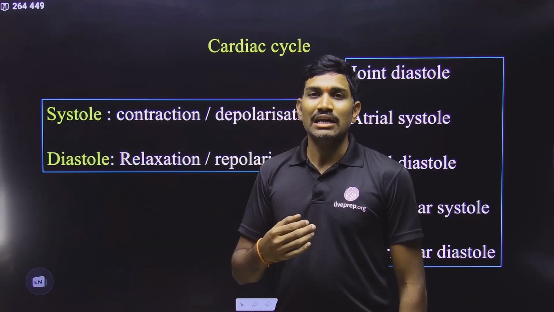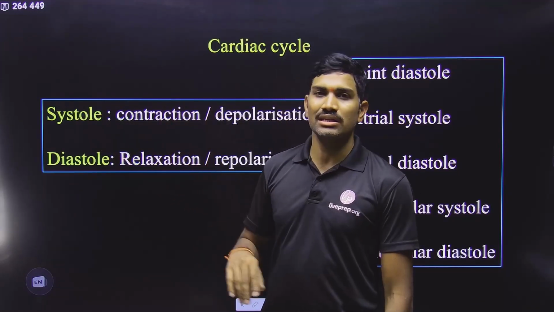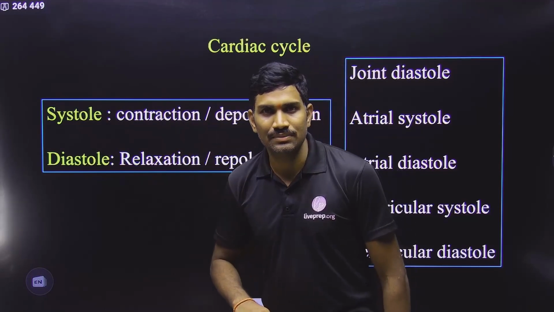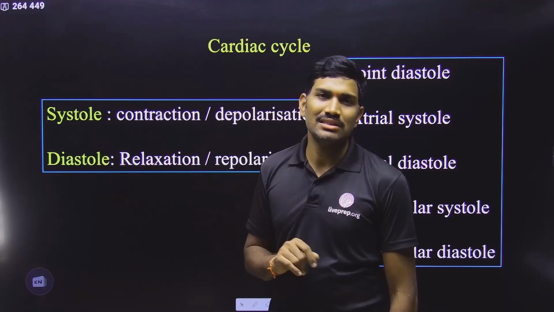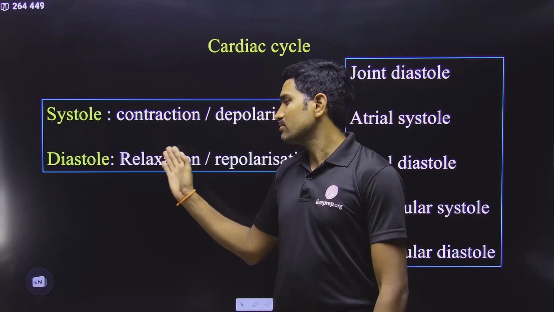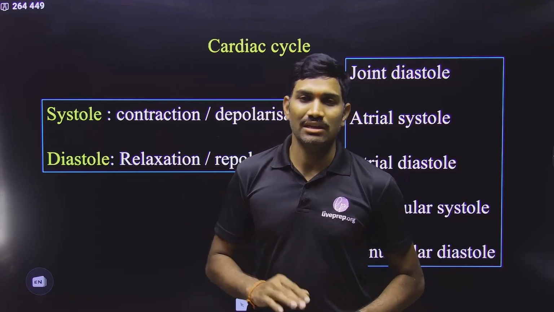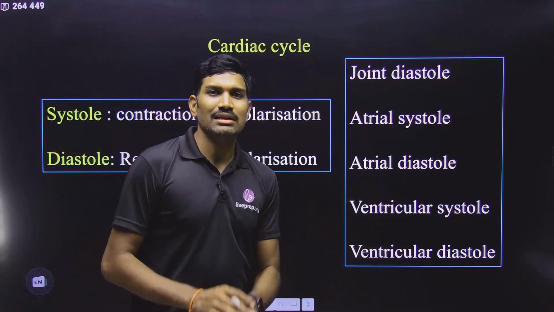Please remember this. Atrial systole means atria are undergoing contraction. Ventricular systole means ventricles are undergoing contraction. Yes or no? Next one. Atrial diastole means atria are undergoing relaxation, and ventricular diastole means ventricles are undergoing relaxation. So these are the terms that you need to understand before starting with this. Clear? Next one. Now we are talking about the complete cycle.